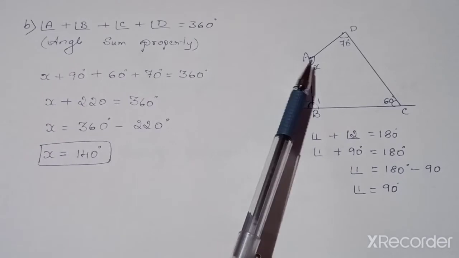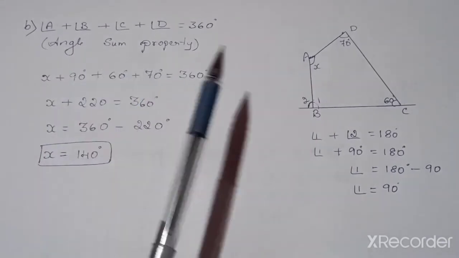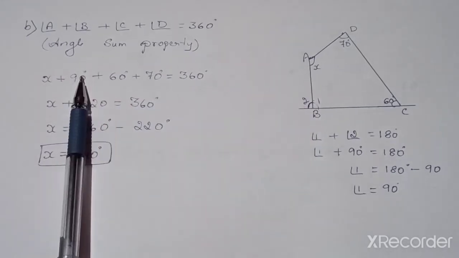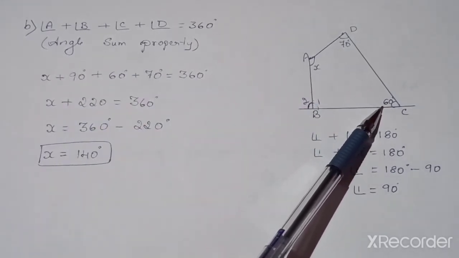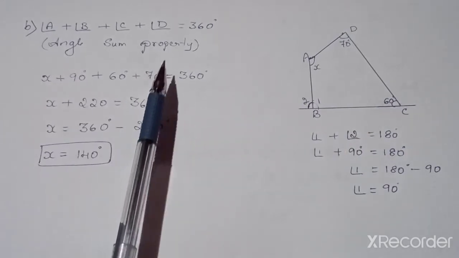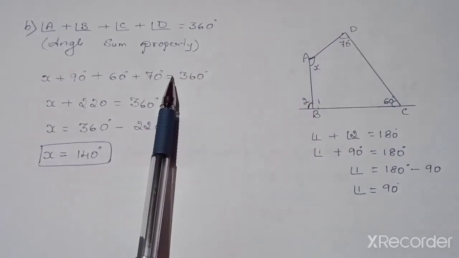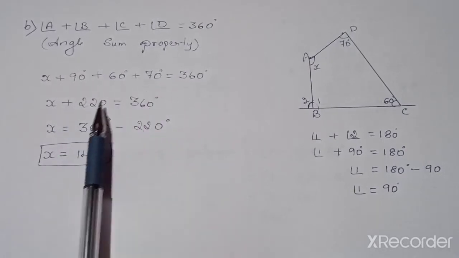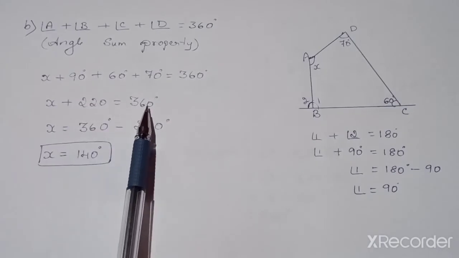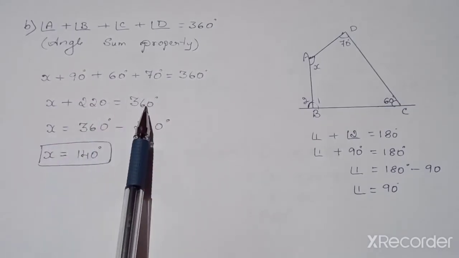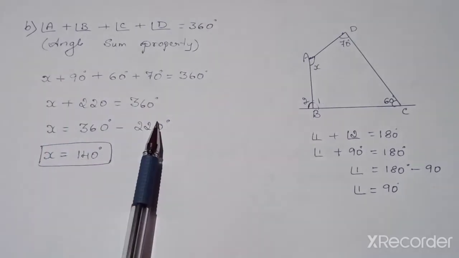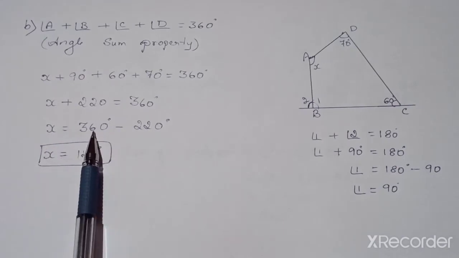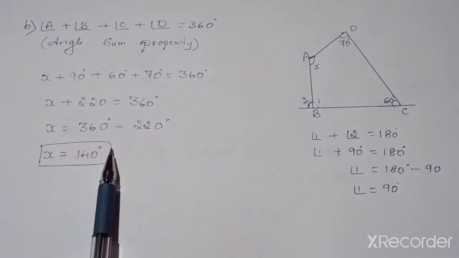Here angle A is x, plus angle B is 90 degree, the interior angle, plus angle C is 60 degree, plus angle D is 70 degree, is equal to 360 degree. So let us add 90 plus 60 plus 70, that is 220, equal to 360 degree. Then x is equal to 360 degree, 220 brought to the right hand side becomes minus 220 degree. So x is equal to 360 minus 220, which is 140 degree.